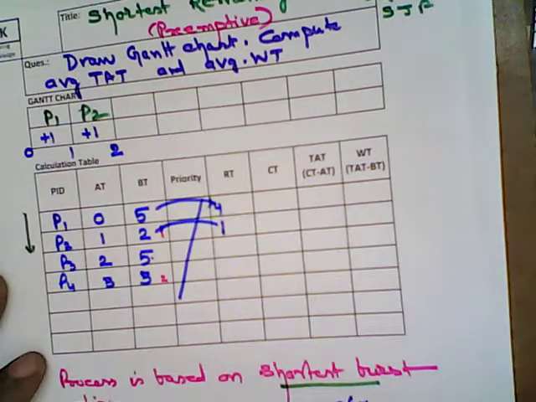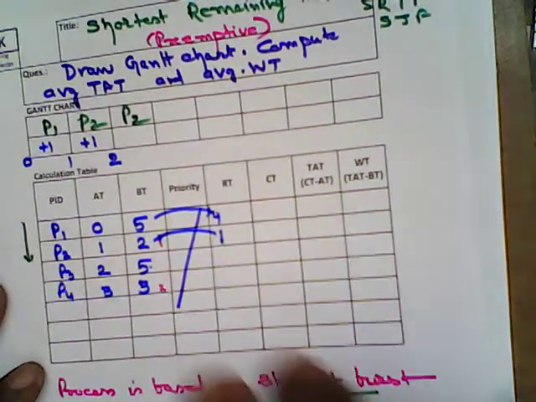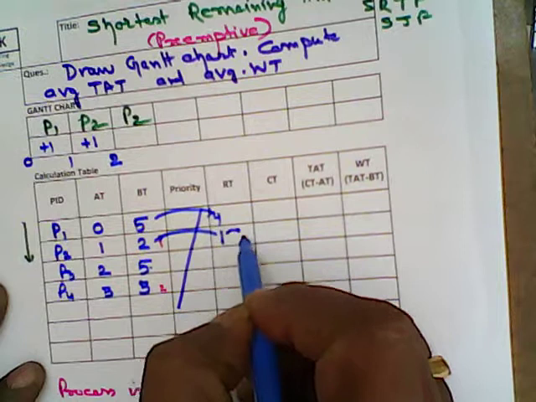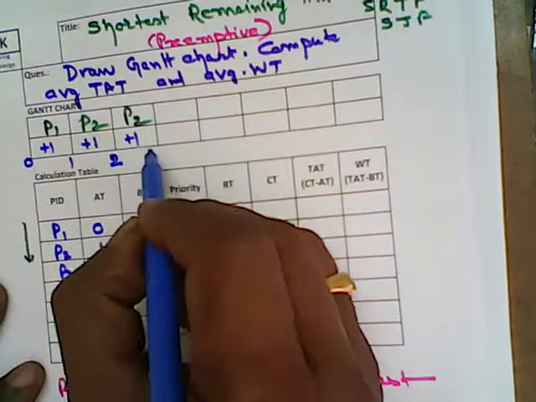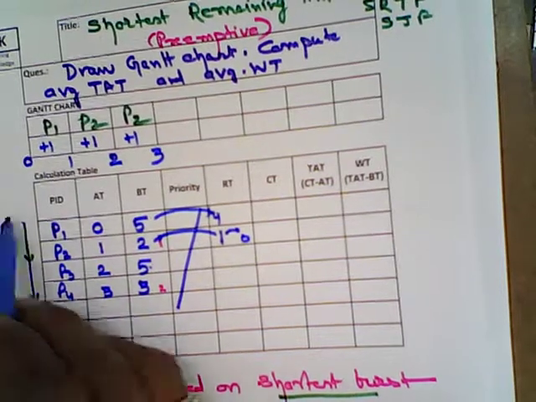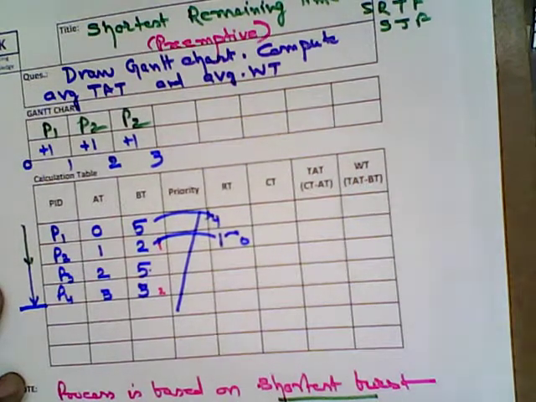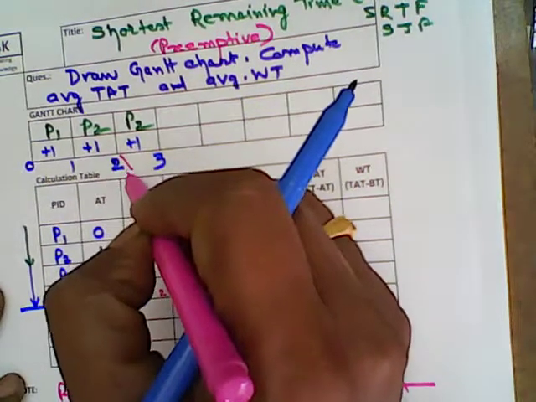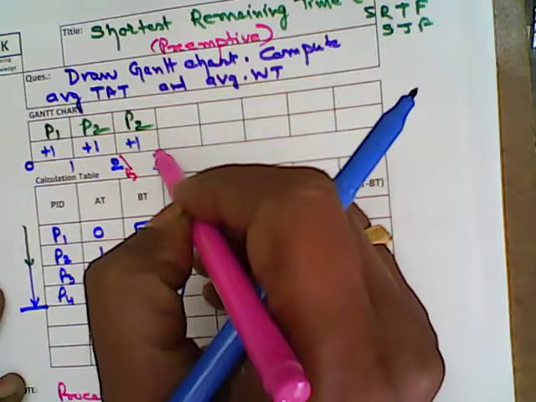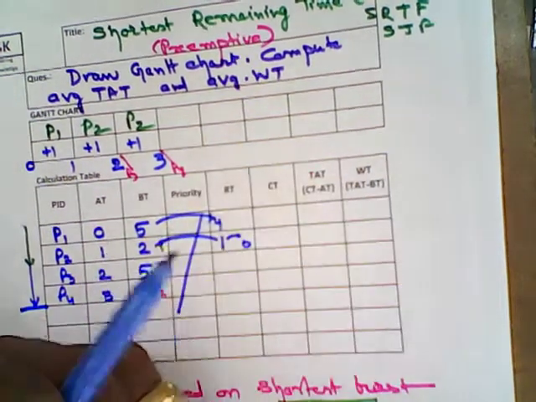So it becomes 1, it will become 0. So we add here 1, it becomes 3. So you see all the 3 processes have come. At this particular point P3 also comes, and at this particular point P4 also arrives. So this is known as ready queue.